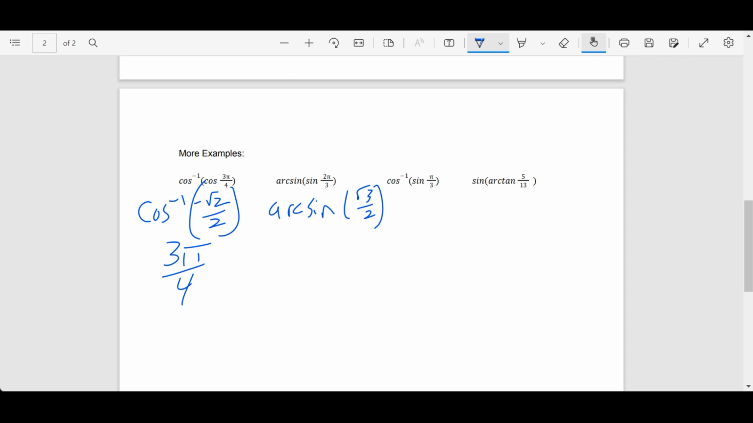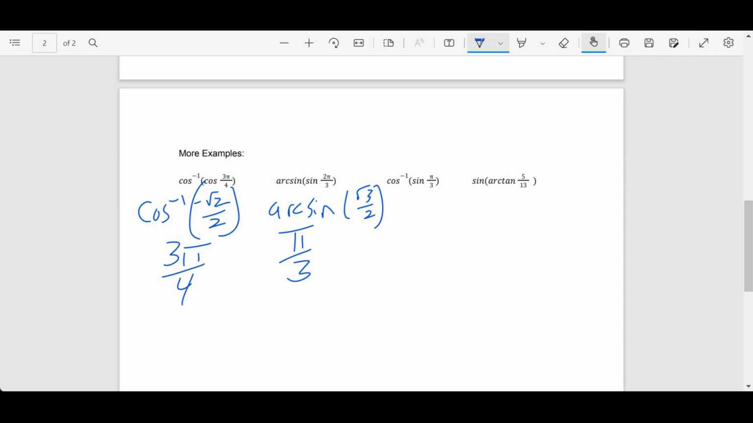And the inverse sine of root 3 over 2, what would that be? That would actually be pi over 2. Excuse me, pi over 3 rather. So pi over 3 is root 3 over 2. And also remember, it has to be between negative pi over 2 and pi over 2.